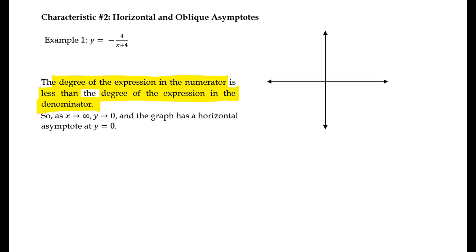As we get bigger and bigger in the denominator, my numerator doesn't actually change at all. And so I'm dividing 4 by bigger and bigger numbers. That's getting closer and closer to 0.